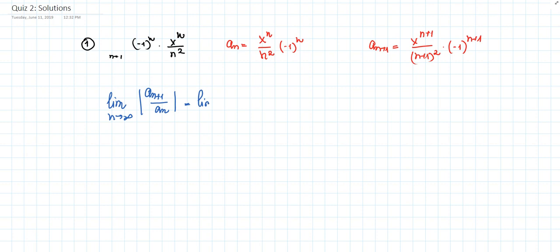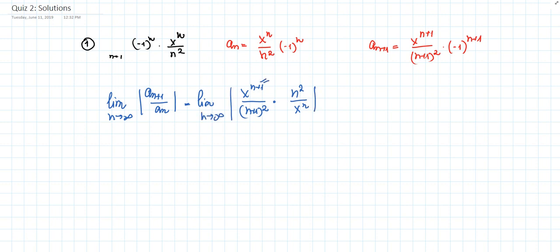This is equal to the limit of, so a_(n+1) is going to be x to the power of n plus 1 divided by (n plus 1) squared, right? Since we're taking everything in absolute value, we can just skip the minus 1 to the power of n and n plus 1. Multiply by the reciprocal of a_n, right? The reciprocal of a_n is when we swap the numerator and the denominator. It's going to be equal to n squared divided by x to the n, when n goes to infinity.